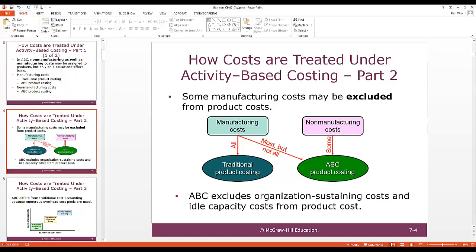So ABC does exclude our organization sustaining costs and these idle capacity costs from product costs. We'll talk a little bit more about what those are in a moment.